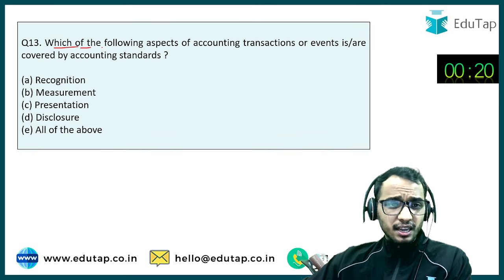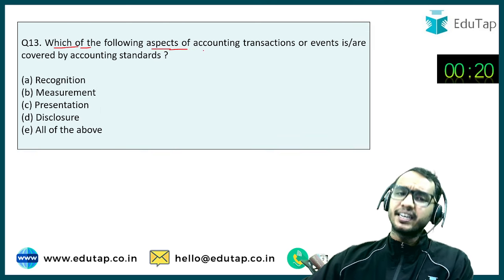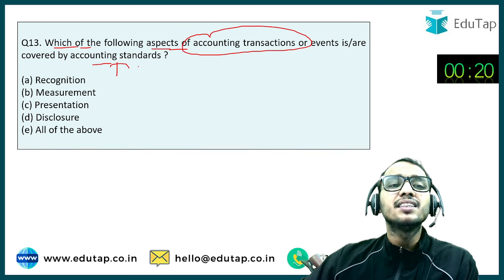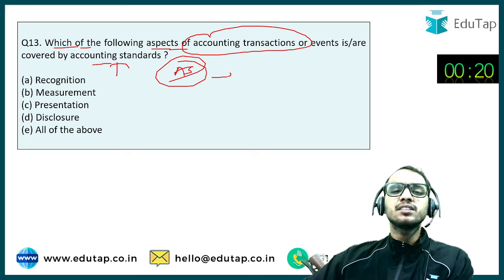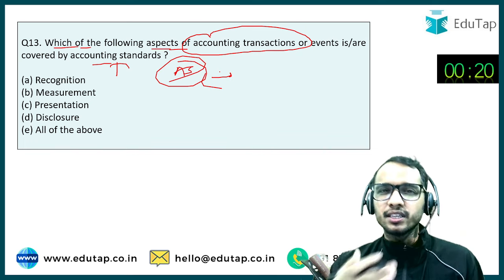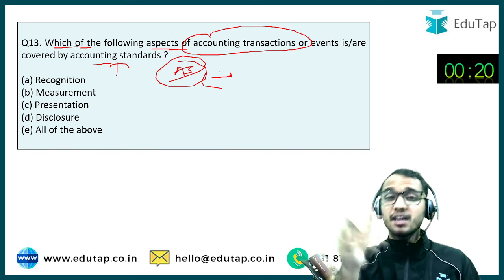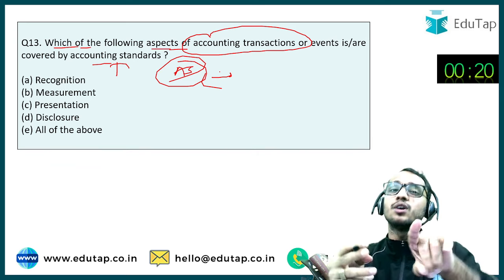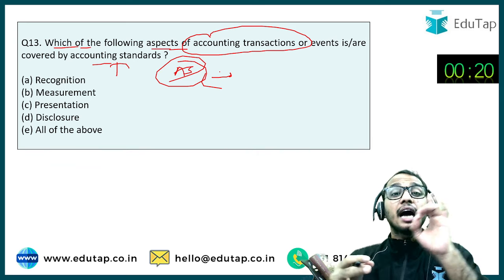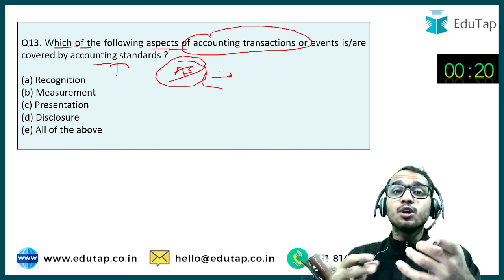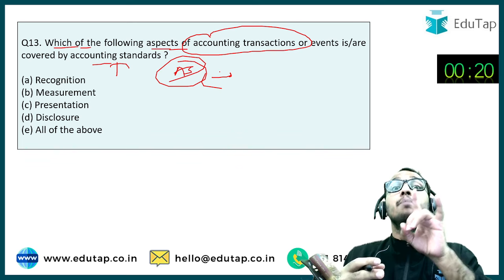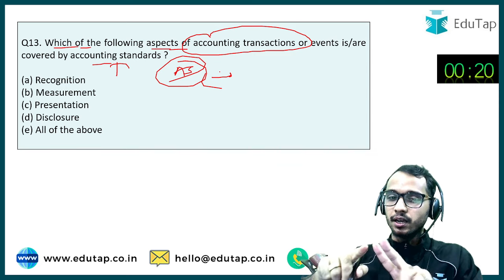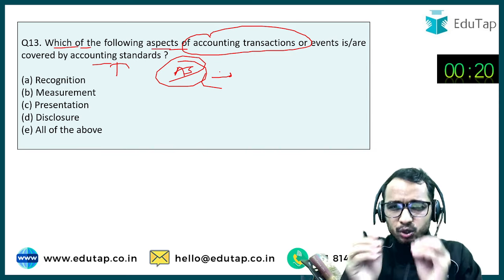It says, which of the following aspects of accounting transactions or events are covered by the accounting standards? So we have accounting standards, right? Basically they are the rules and guidelines. These accounting standards are notified under section 133 of the Companies Act 2013, and section 129 of the Companies Act 2013 mandates companies to follow these accounting standards. Remember these sections as well. But the question is asking, what is the use of these accounting standards?